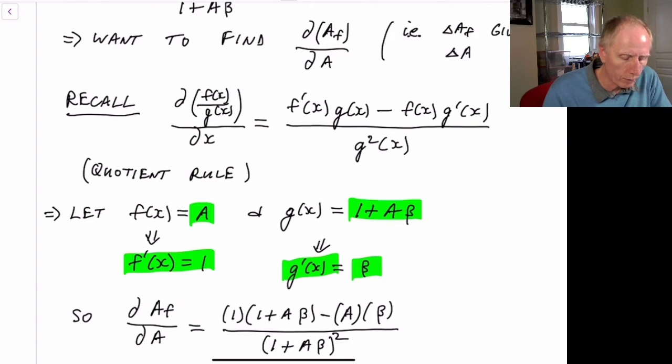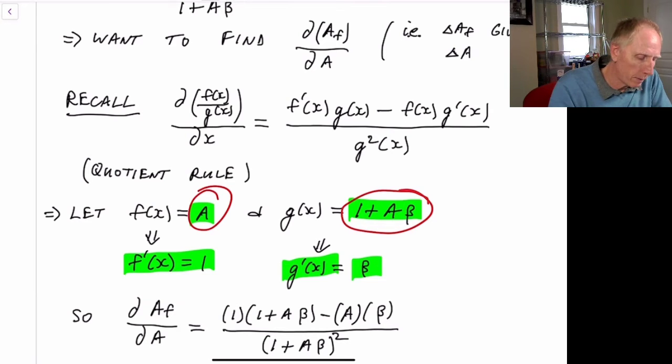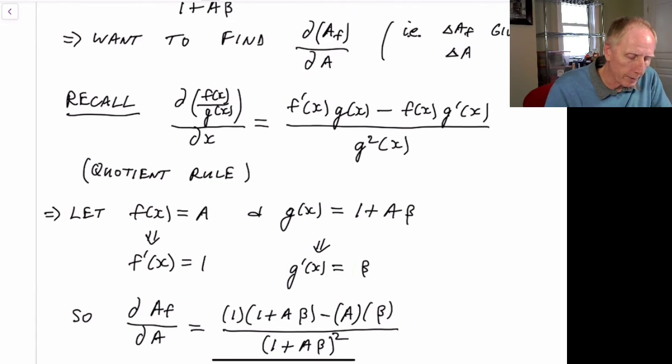The derivative is with respect to A in this case, so x is equal to A. The derivative of A with respect to A is just equal to 1, and the derivative of 1 plus A beta with respect to A is equal to beta.